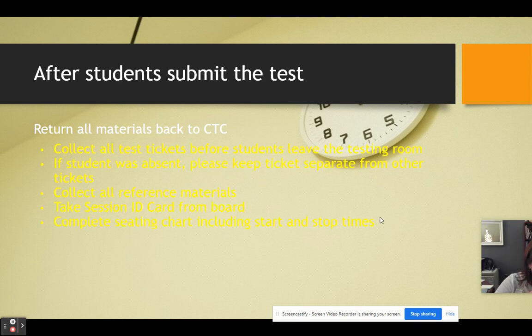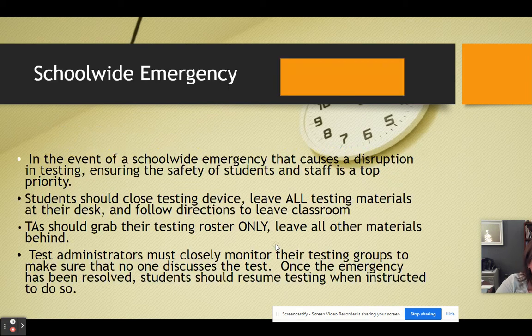Okay, so this is yellow. It's probably hard to see, but after the students submit the test, you're going to collect all the test tickets before they leave the room and account for them. If a student was absent, please keep that test ticket separate, which you shouldn't have, because we'll be coming around to get those after testing has started for our late room. Collect all reference materials. If the dictionaries were in the room already, leave them in the room. You don't have to bring them. Make sure the session ID comes down from the board. That's like the one test booklet for the whole room. And the seating chart is complete with start and stop times, attendance, everything before you return to the testing room.